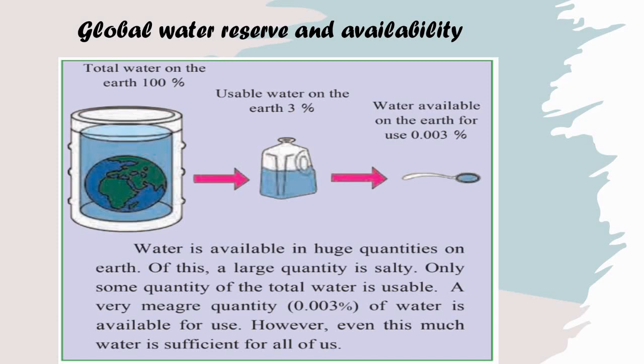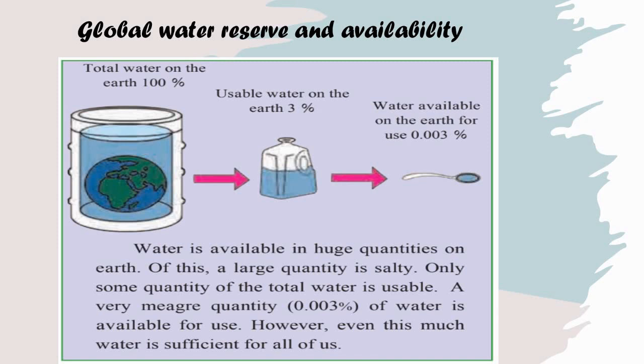Water is available in huge quantities on earth. Of this, a large quantity is salty, and that's why we cannot use it or drink it directly. Only some quantity of the total water is usable. We can actually use it for our purposes because the rest of the water is salty. And a very meager quantity, meager meaning very little, that is 0.003% of water is available for use. However, even this much water is sufficient for all of us.